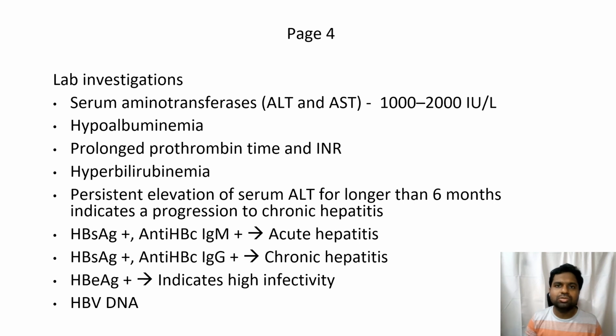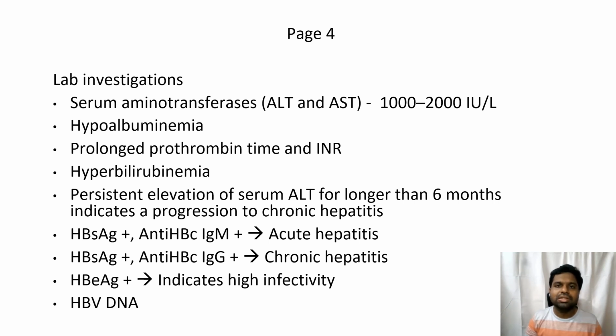Lab investigations would be elevation of aminotransferases, both AST and ALT, which could be as high as 8,000 to 2,000. There can also be elevation of bilirubin, hypoalbuminemia, prolonged PT as well as INR, which are usually seen with cirrhosis. Elevation of ALT for more than 6 months could indicate progression to chronic hepatitis.